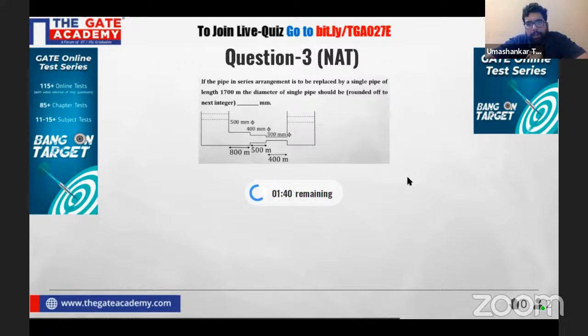Now, obviously, when we are changing the diameter and the length is remaining the same, definitely we have to keep some parameters constant, right? Yes or no? We have to keep some parameters constant also.